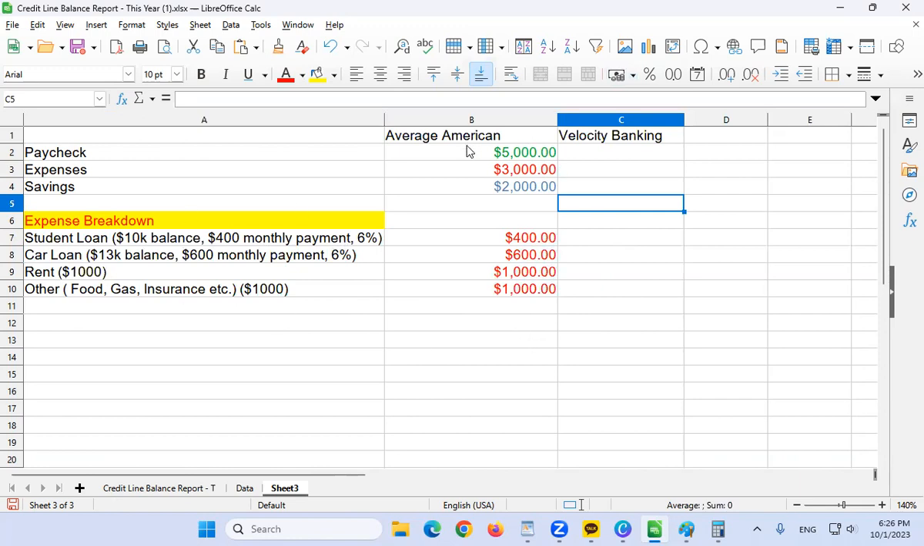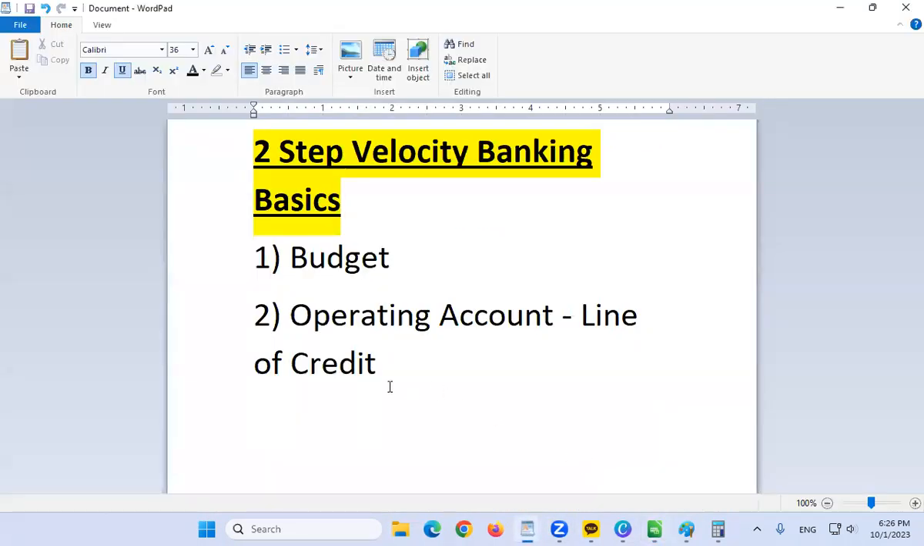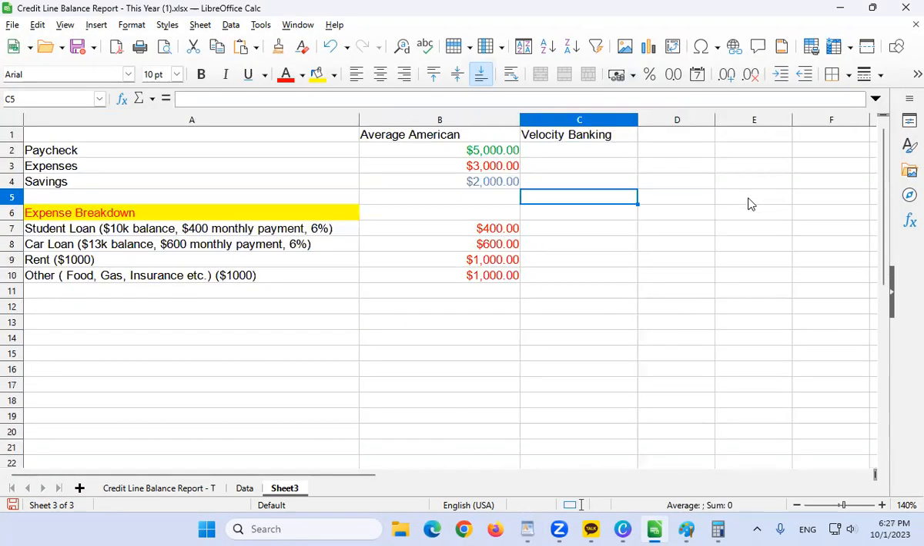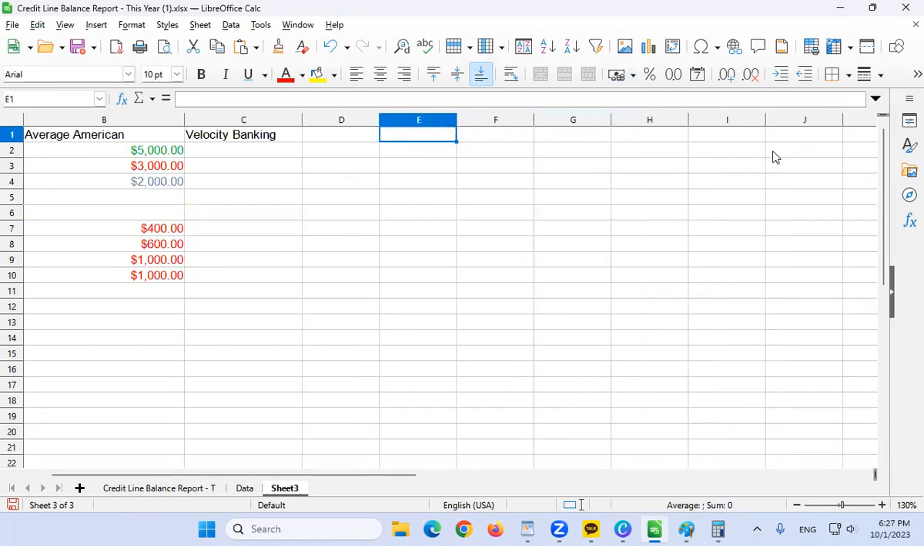We have our budget. Now, what is step two? So let's go back here. Step two is we have to select our operating account, which is a line of credit. So let's say you went to the bank and said, hey, I want to get a line of credit. And they'll say, cool, how much do you want? And you could say maybe, oh, 25,000. And they're like, all right, cool. So let's get a line of credit.